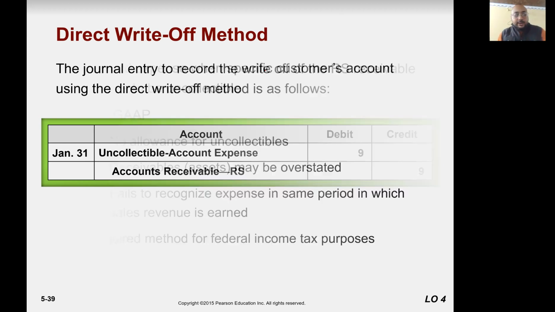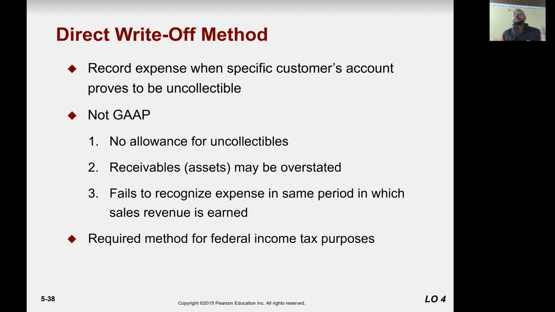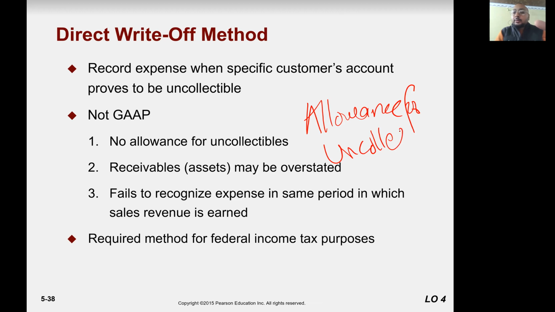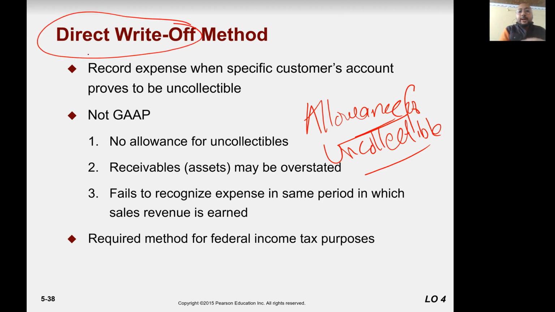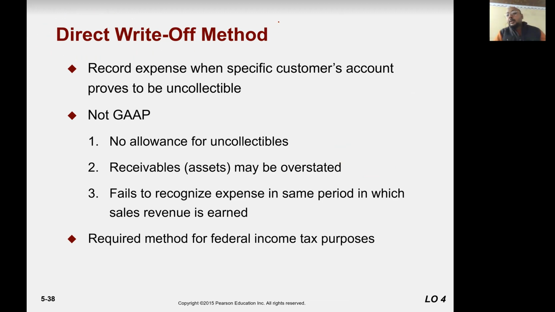Okay, I think we made a mistake here. So there are two methods for calculating the allowance for uncollectible. I made a mistake here. I just focused on the write-off. This is the method. So one is the sales method and one is the aging of accounts receivable method.